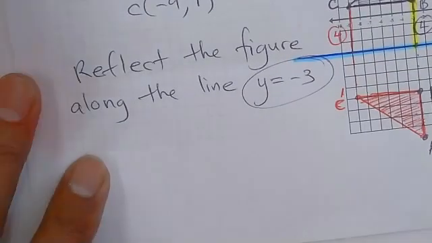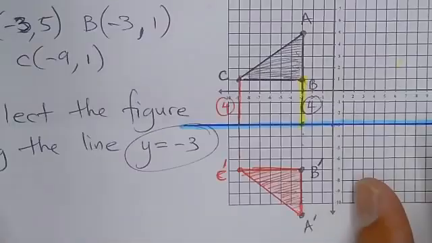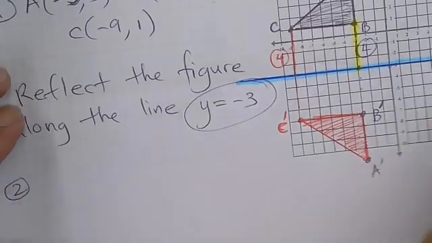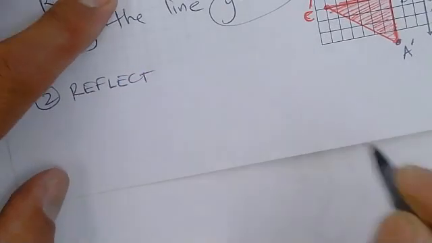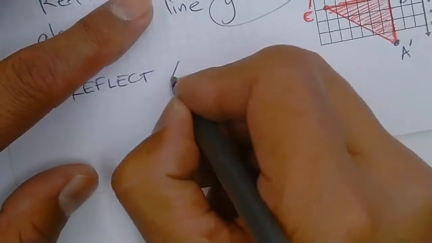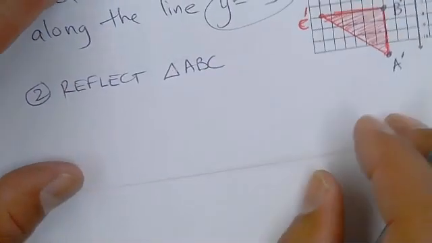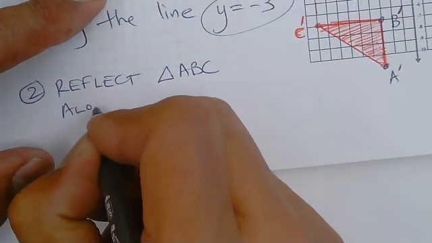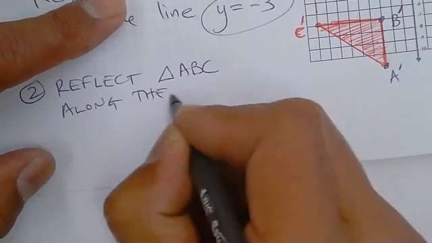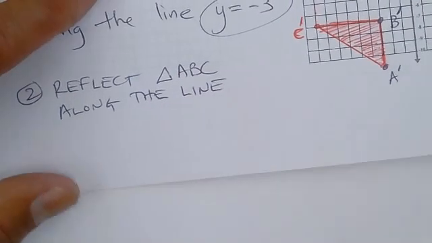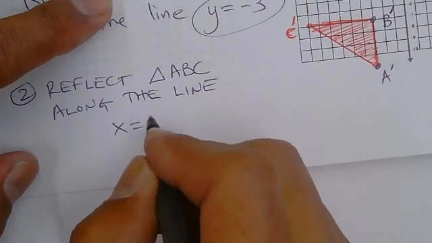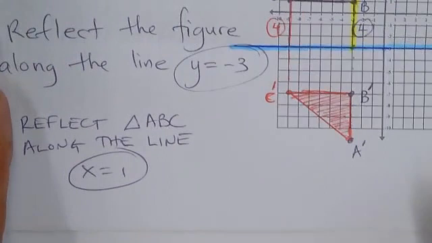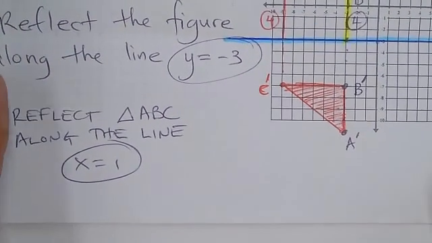I'm going to give you another line of reflection. For problem number 2, you can do it here on the same graph. Copy this. Reflect triangle ABC along the line x equals 1.